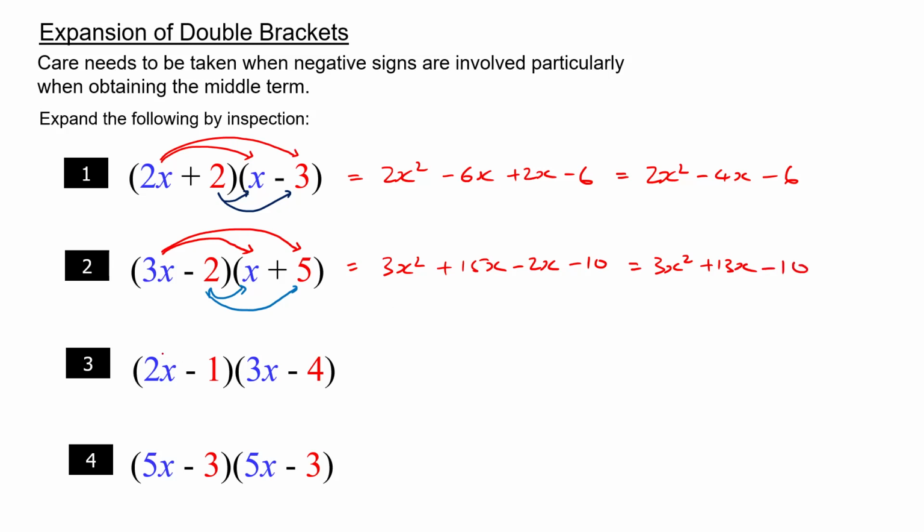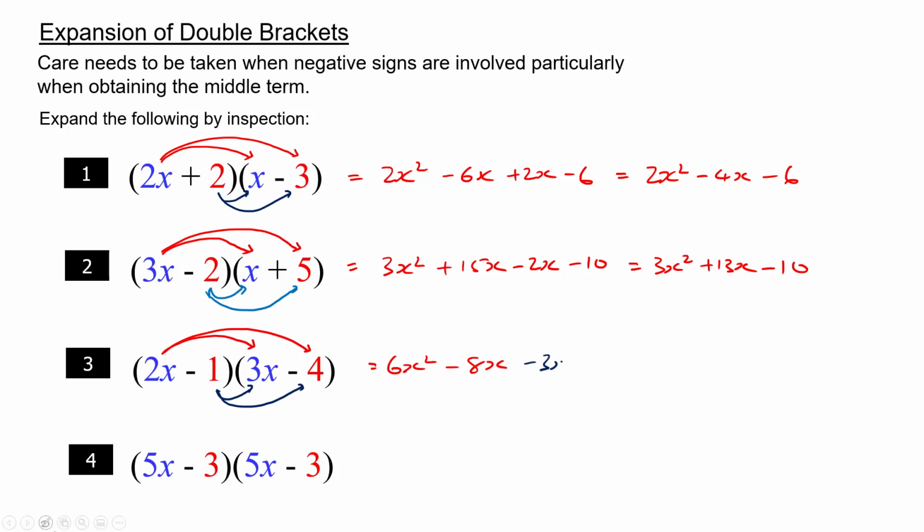Third example, let's use the arrows again. The 2x multiplies both terms in the first instance. So 2x times 3x, numbers first, 2 times 3 is 6, x times x is x squared. 2x times minus 4, minus 8x. And if I can get a blue pen, got minus 1 times both terms. So we've got minus 1 times 3x minus 3x.